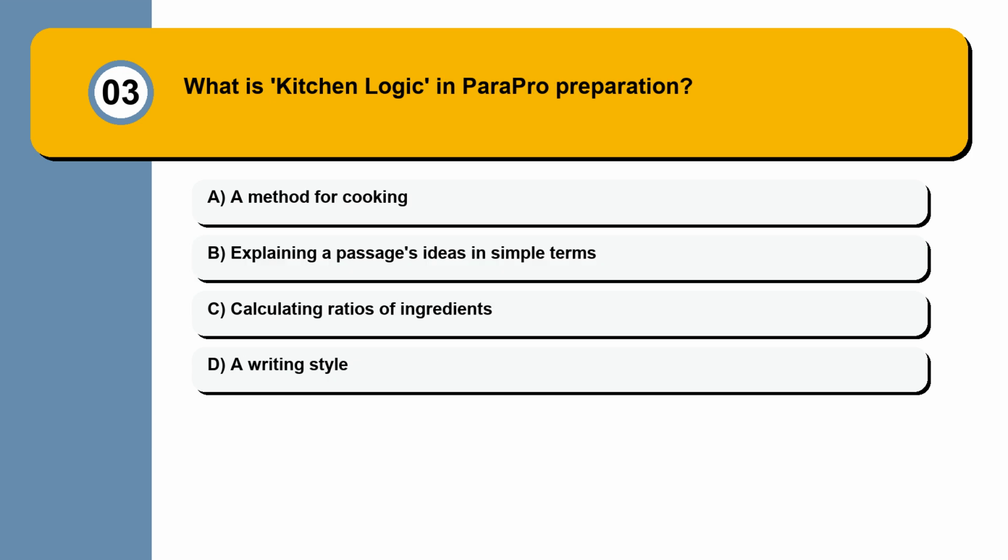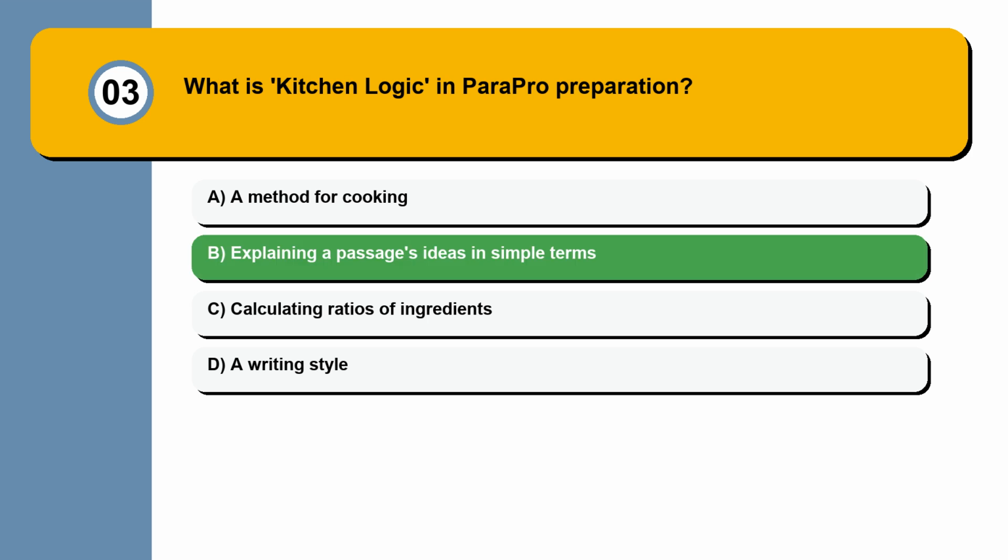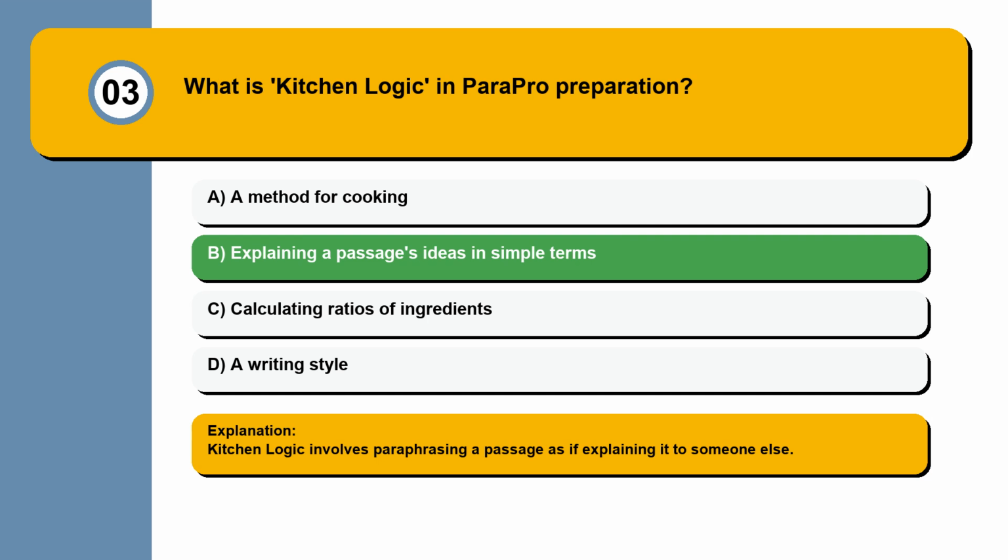Question 3. What is kitchen logic in ParaPro preparation? A method for cooking, explaining a passage's ideas in simple terms, calculating ratios of ingredients, a writing style. Kitchen logic involves paraphrasing a passage as if explaining it to someone else.